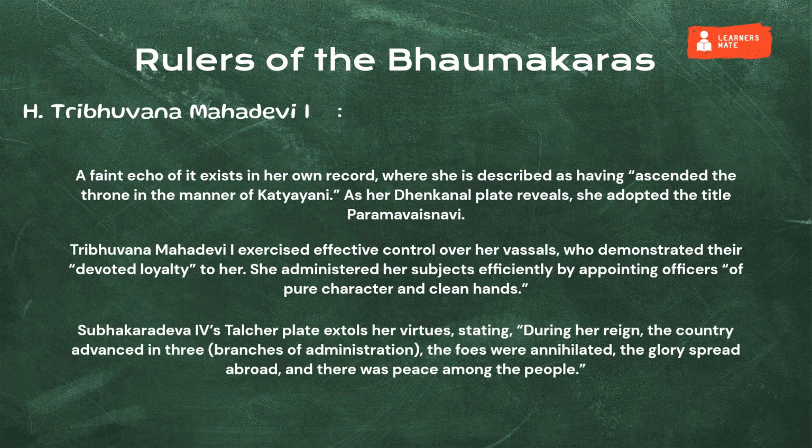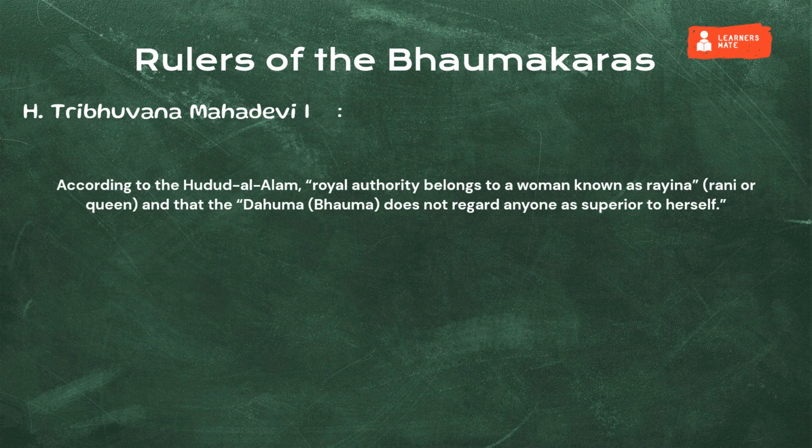Subhakaradeva IV's Neulpur plate extols her virtues, stating that during her reign, the country advanced in 3 branches of administration, the foes were annihilated, the glory spread abroad, and there was peace among the people. According to the Hudud al-Alam, royal authority belongs to a woman known as Raina, Rani or Queen, and that the Bhauma does not regard anyone as superior to herself.